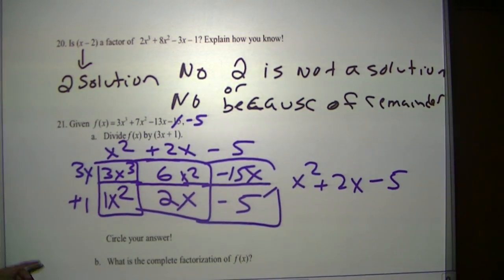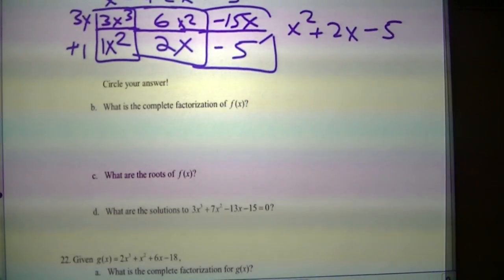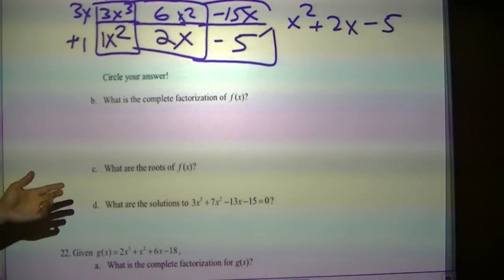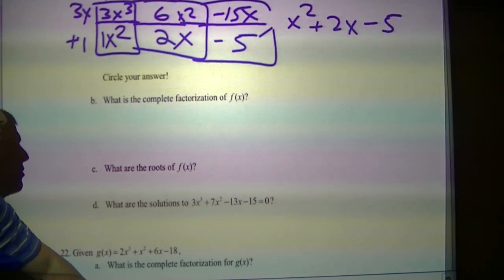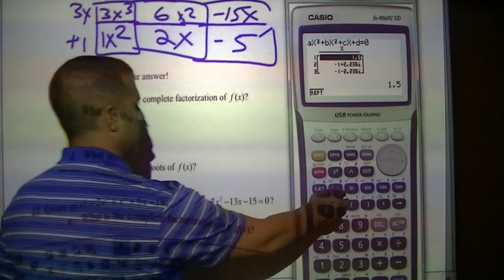Now, when you get down to this, what is the complete factorization? What are the roots? What are the solutions? What I would do here first is figure out the roots and solutions, because that's going to tell you what the factorization is.